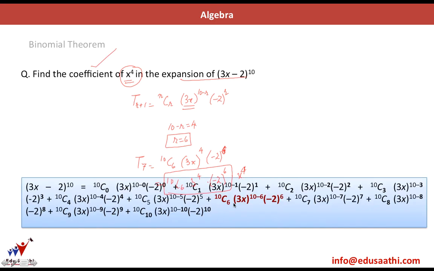So it is 10c6, 3x raised to power 10 minus 6, minus 2 raised to power 6. Seventh term is the term which has x raised to power 4, and whatever is the coefficient of that term, the total coefficient would be 10c6, 3 raised to power 4 and 2 raised to power 6. You will have to actually solve the entire coefficient for the answer. It will not only be 10c6. It will be 10c6 into 3 raised to power 4 into 2 raised to power 6.